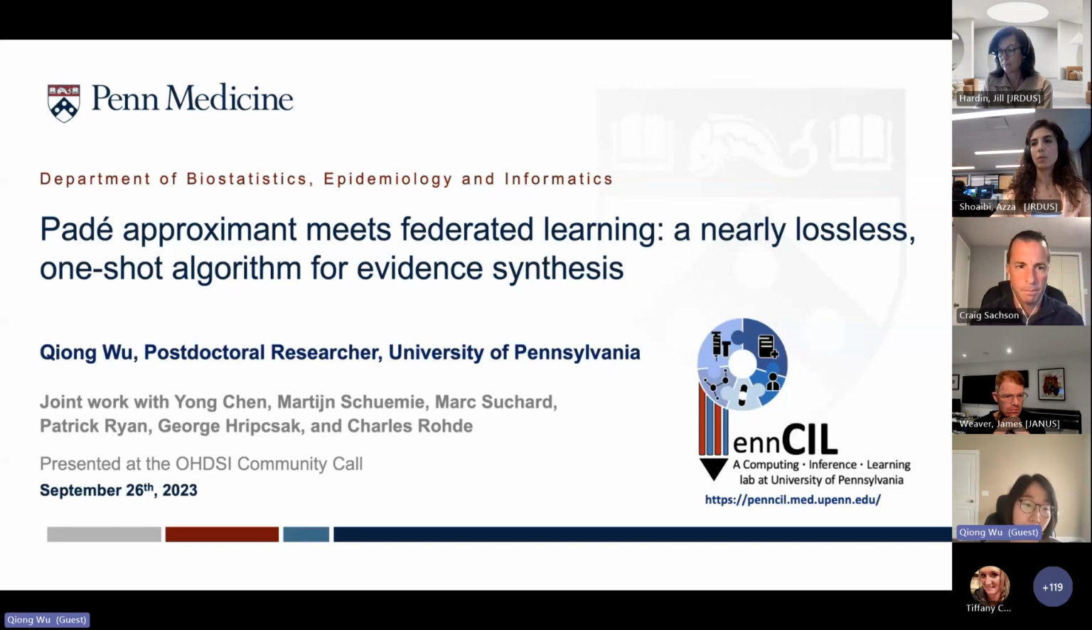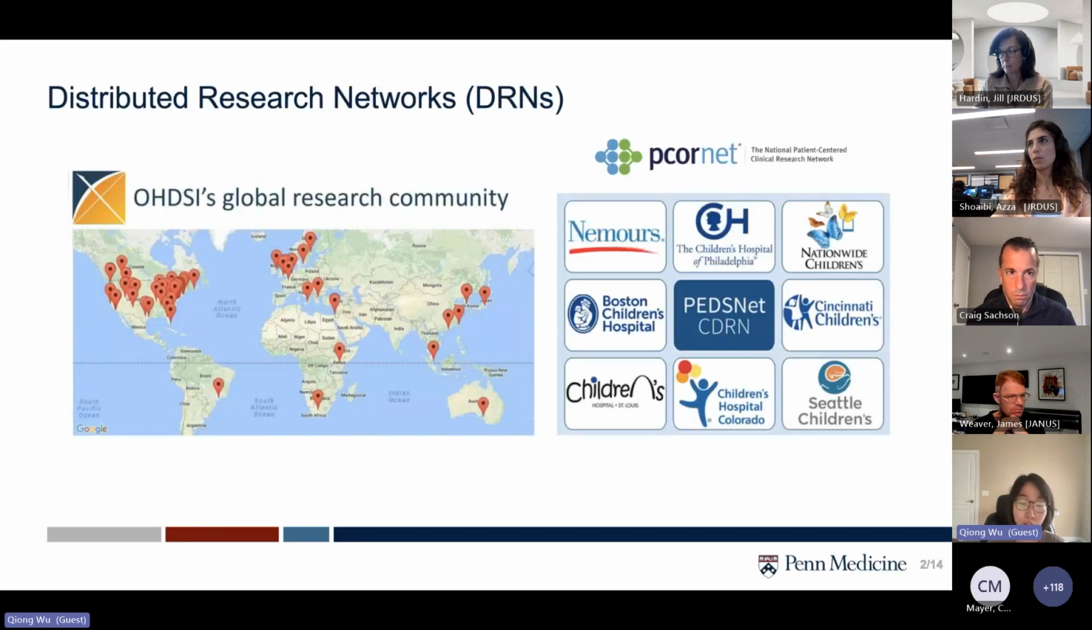I'm going to briefly introduce our recent work using the Padé approximant, which is a tool in numerical analysis, to develop the federated learning algorithm. As we all know, OHDSI is an example of a distributed research network, including data partners worldwide, and PCORnet is another one in the US, and PEDSnet is also a distributed research network for the pediatric population specifically, and it has multiple children's hospitals across the US.